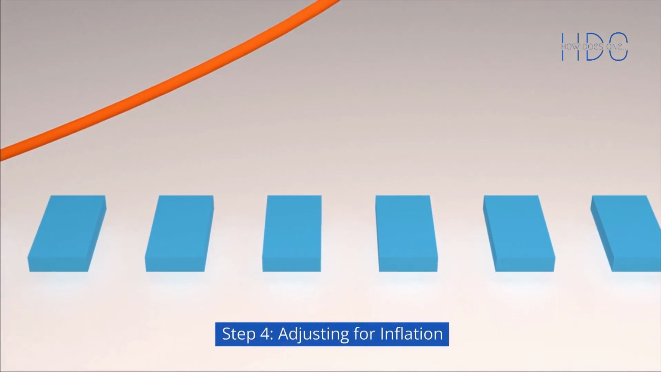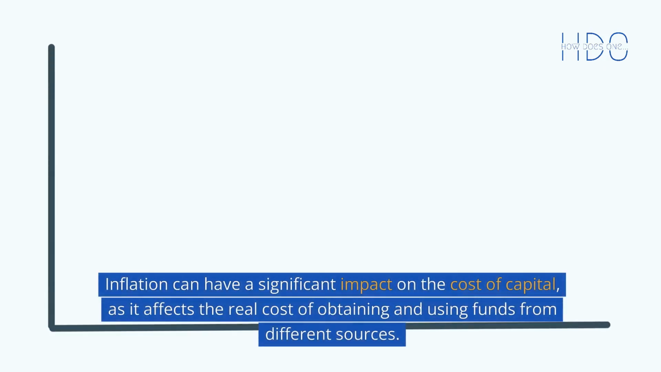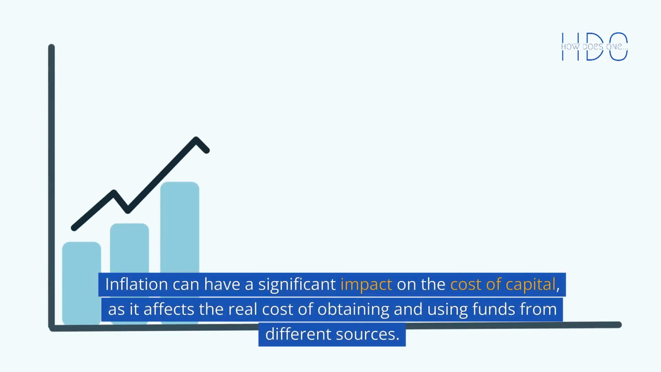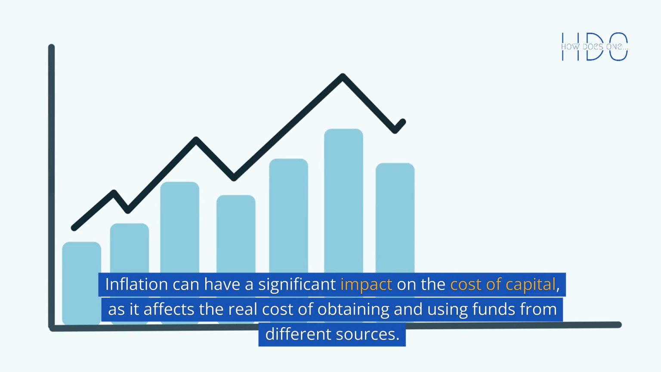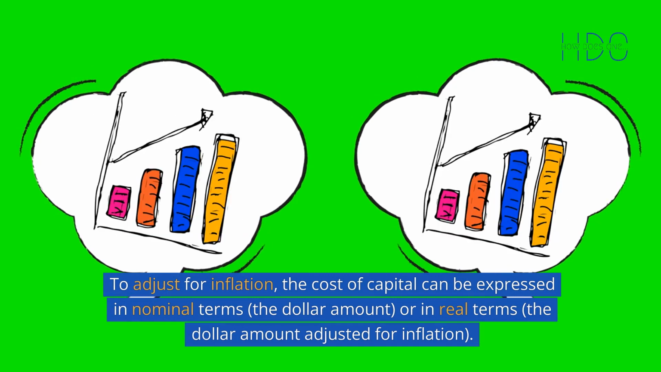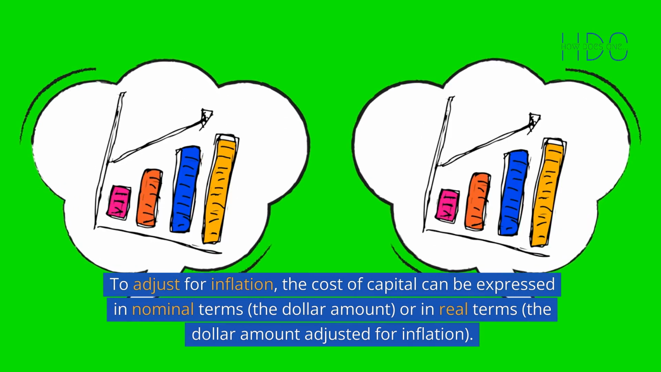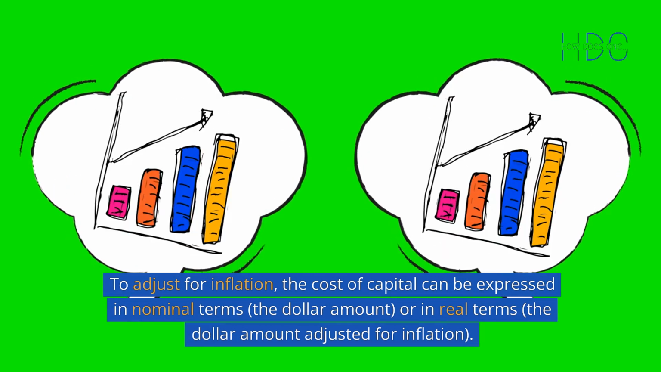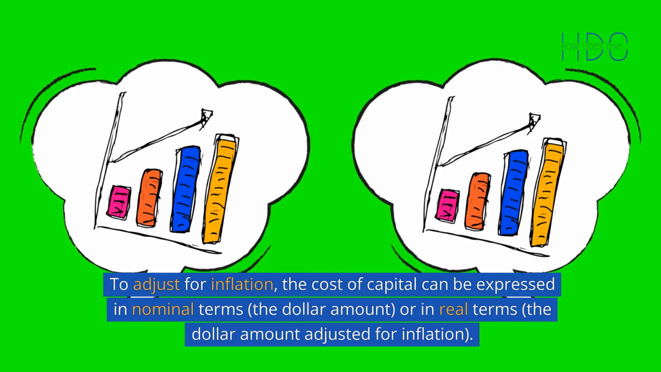Step 4. Adjusting for inflation. Inflation can have a significant impact on the cost of capital, as it affects the real cost of obtaining and using funds from different sources. To adjust for inflation, the cost of capital can be expressed in nominal terms, the dollar amount, or in real terms, the dollar amount adjusted for inflation.